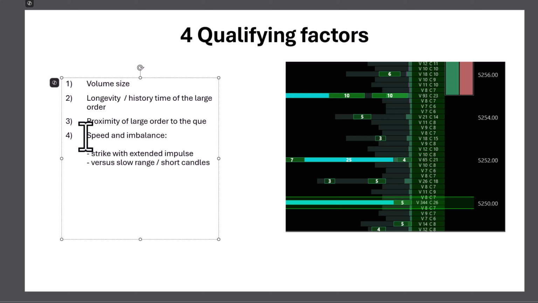And then another factor is speed, and creating an imbalance with the speed when the price is striking, versus coming very slow in a range to your large price level. Okay, let's go into the details.